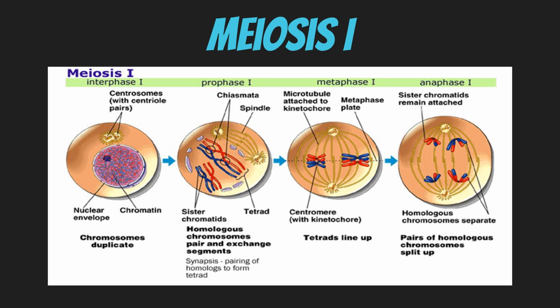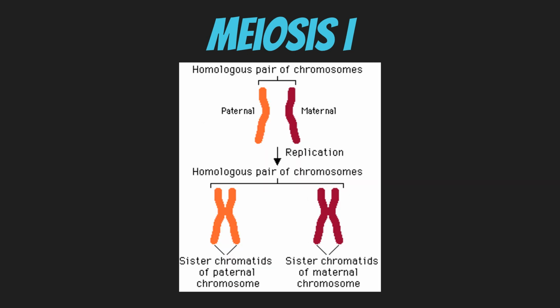The goal of meiosis 1 is to break up pairs of homologous chromosomes. So what are homologous chromosomes? These are a pair of chromosomes where one comes from each parent. Recall that you have 23 pairs of chromosomes, or 46 total. Each pair is homologous. They code for the same genes, but they have different sequences of DNA, which is why everyone looks different. So now let's learn the phases of meiosis 1.